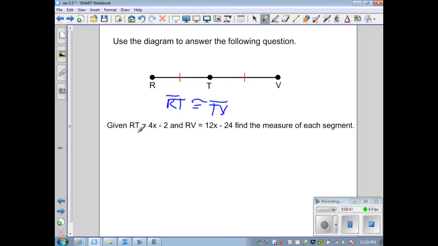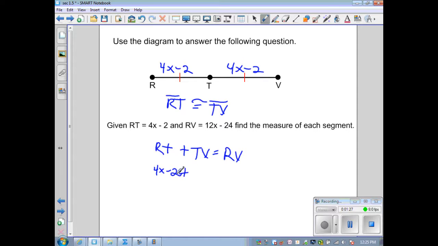I'm given that RT equals 4x minus 2. From this expression, I know that if RT is 4x minus 2, TV is also 4x minus 2. And from previous slides, I know that I can use the segment addition postulate. If T lies between R and V, then I know that RT plus TV is equal to RV. Then all I need to do is substitute the expression values into this formula, and I can solve for the variables. Here, RT is 4x minus 2.